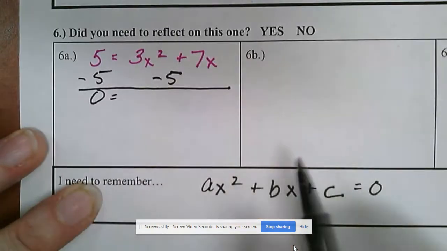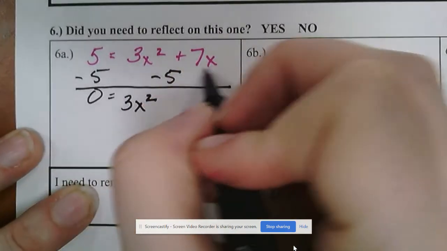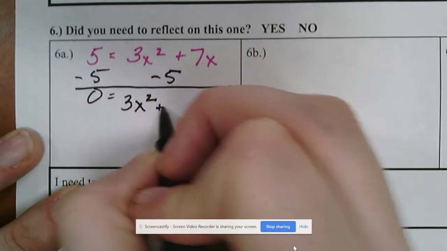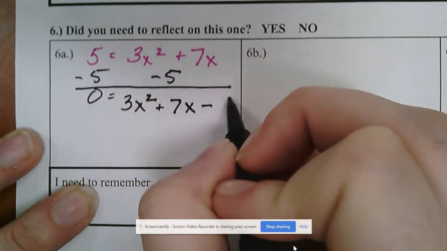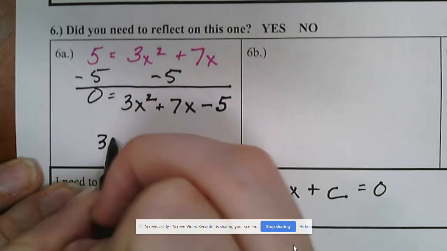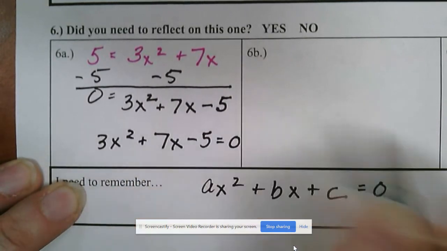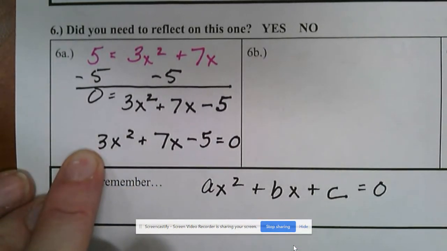So I'm going to rewrite this in standard form. My x squared term is first, then my x term, then my constant. So it has to be in that order. It doesn't have to look like this. I think that gets confusing for some people. These mean the exact same thing mathematically.